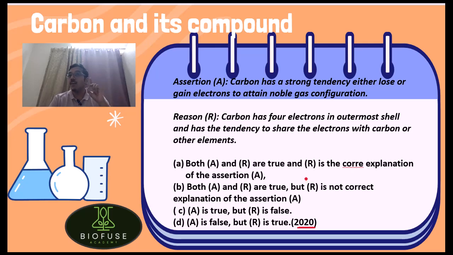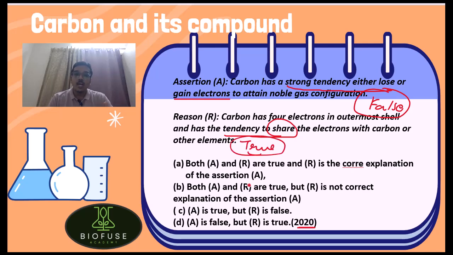Again I am repeating the same point: carbon compounds are covalent compounds, right? So they cannot lose or gain electrons. Covalent compounds always share, they do not lose or gain electrons, correct? The assertion says there is a strong tendency to either lose or gain electrons, so this is false. The first statement, the assertion, is false. Now coming to the reason: carbon has 4 electrons and has the tendency to share. The keyword is share with carbon and other elements. So this is correct, true. Covalent compounds share. So the assertion is false and the reason is true.